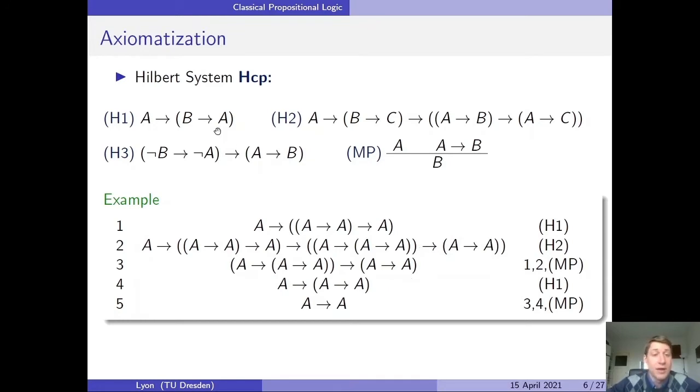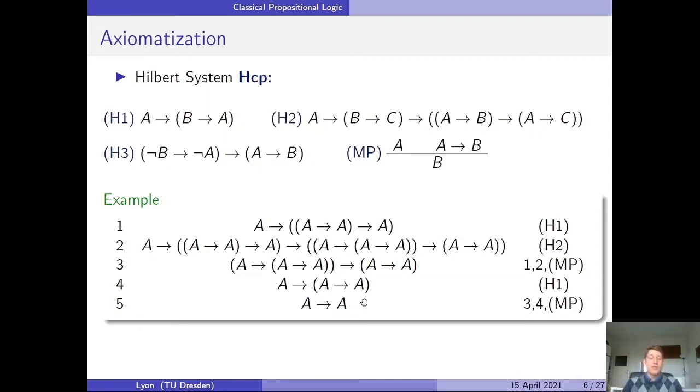Now I can take H1, and instantiate B with A to obtain the formula on line 4. And this is the antecedent of the implication on line 3. So by using modus ponens, I can derive A implies A.